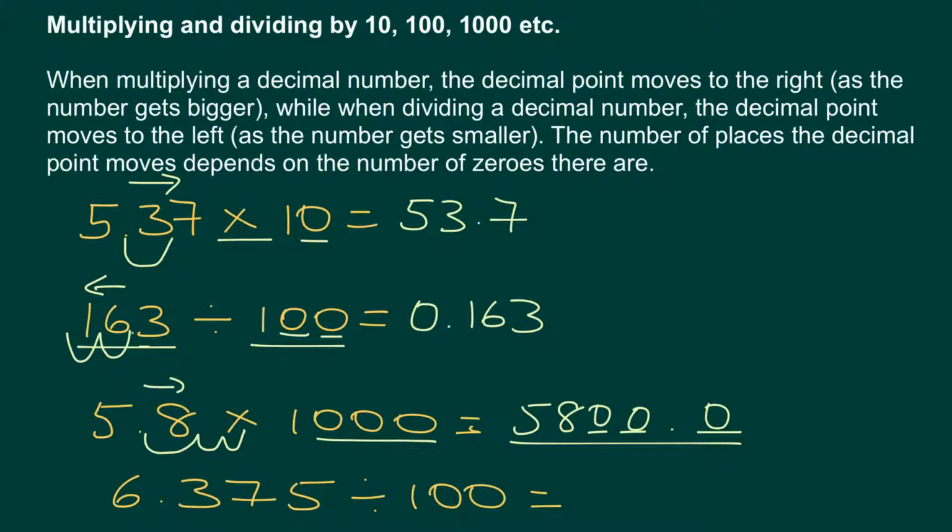In the last example, we have 6.375 divided by 100. So the decimal point will move to the left by 2 spots. So since there are gaps in this here, we simply fill these gaps with zeros. So 6.375 divided by 100 is simply 0.06375.